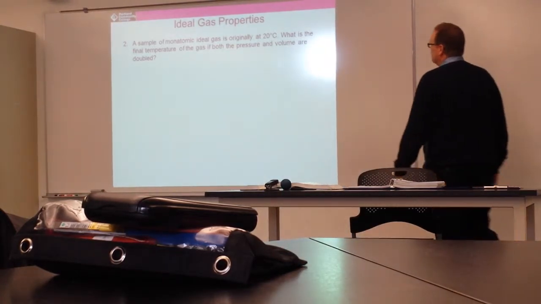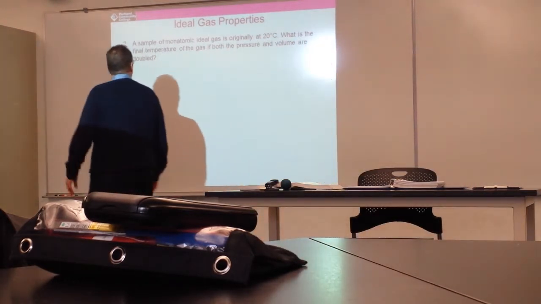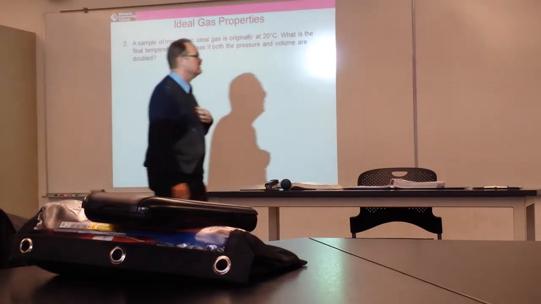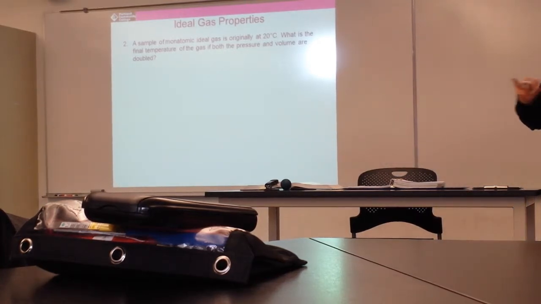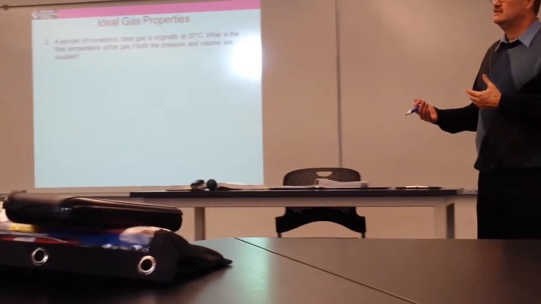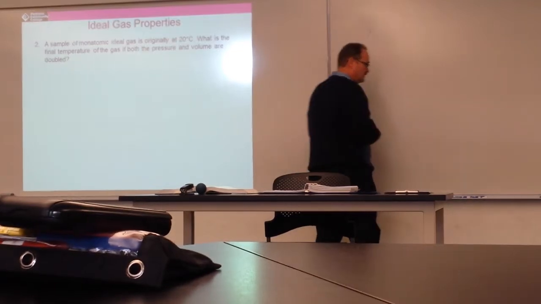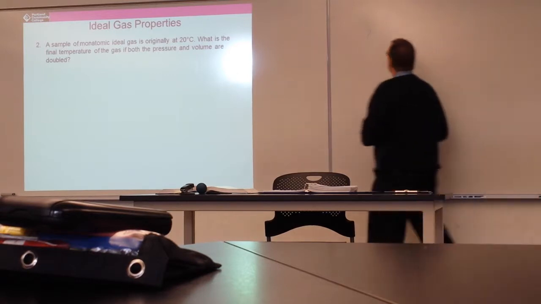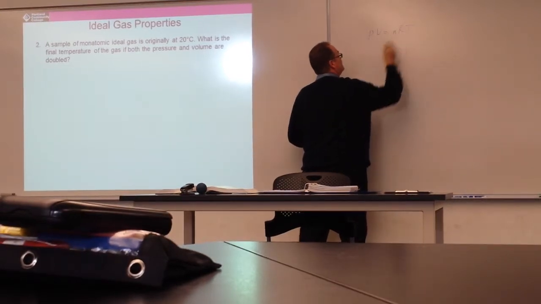So we have a sample of monatomic ideal gas, originally at 20 degrees Celsius. What's the final temperature of the gas if both the pressure and the volume are doubled? The standard way to do these ideal gas laws is to take everything that changes and put it on the right side of the equation and keep everything that's constant on the left side. So here's the ideal gas law: PV equals nRT.